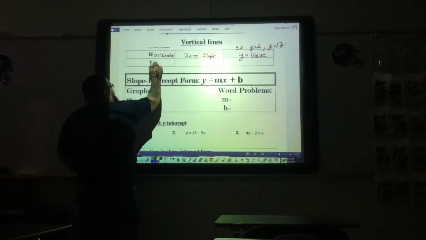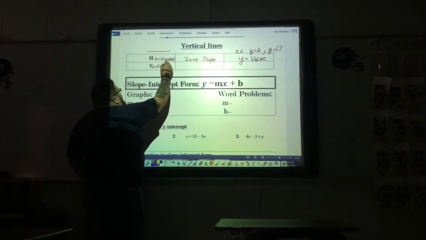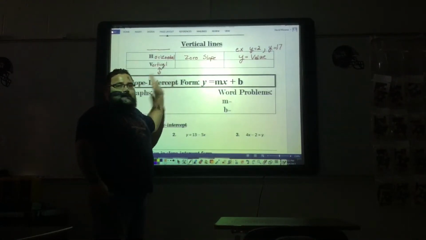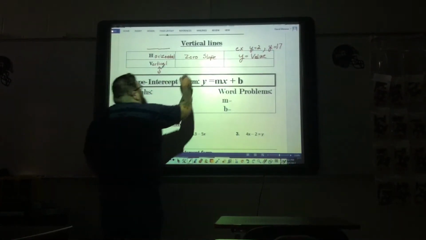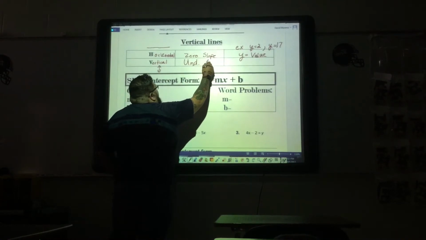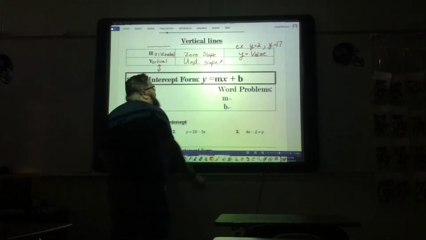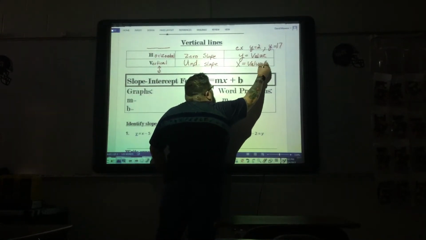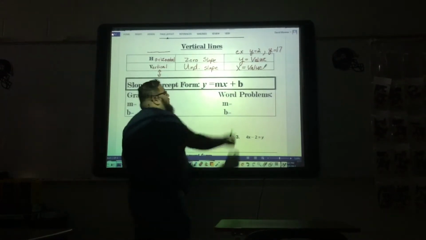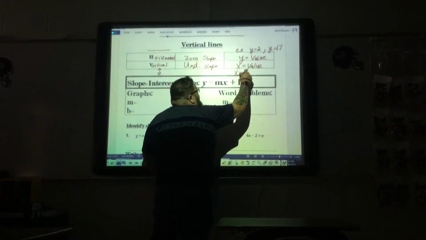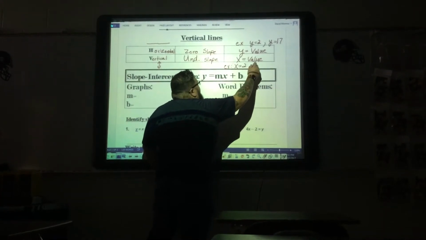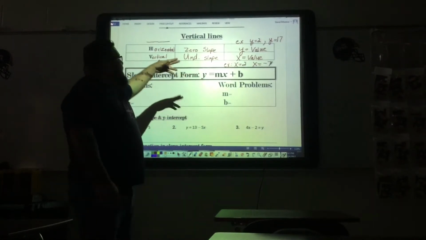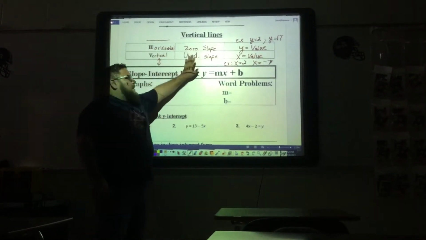Then we have our vertical lines. Remember, vertical lines go up and down, and those are lines that are not functions, right? Because the x repeats. Vertical lines have an undefined slope. In this case, these have x equals some value. That's the way we write this. X equals a value. So in other words, x equals 2, as an example, or x equals -7. Those are examples of vertical lines, and those have undefined slope.